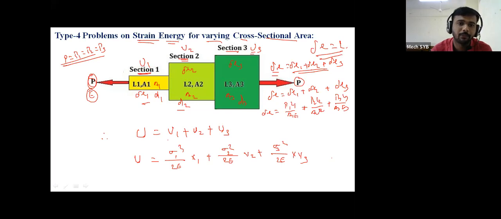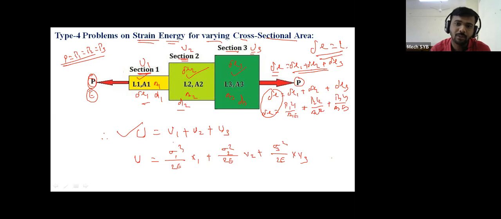Same concept we have to apply for this particular chapter number 2, but instead of calculating the deformation, here our focus is to calculate the total strain energy stored in the bar having varying cross-sectional areas. So in this total bar, if we want to find out the strain energy, what is the first requirement? We have to calculate the separate strain energy in section number 1, separate strain energy in section number 2, and separate strain energy in section number 3.